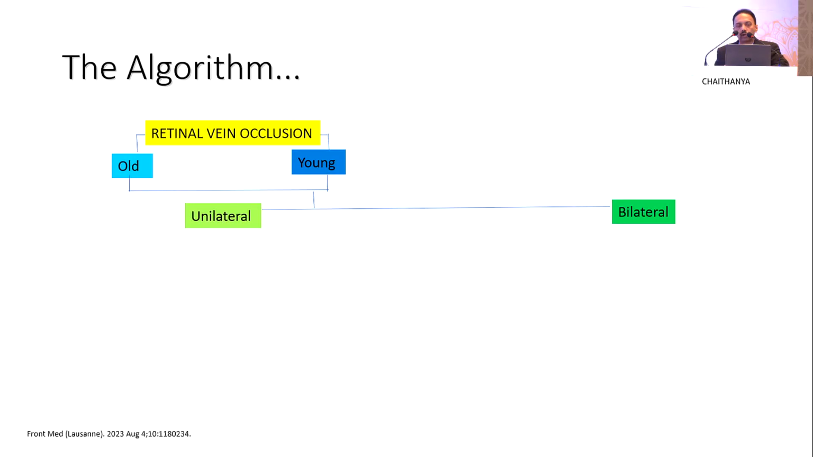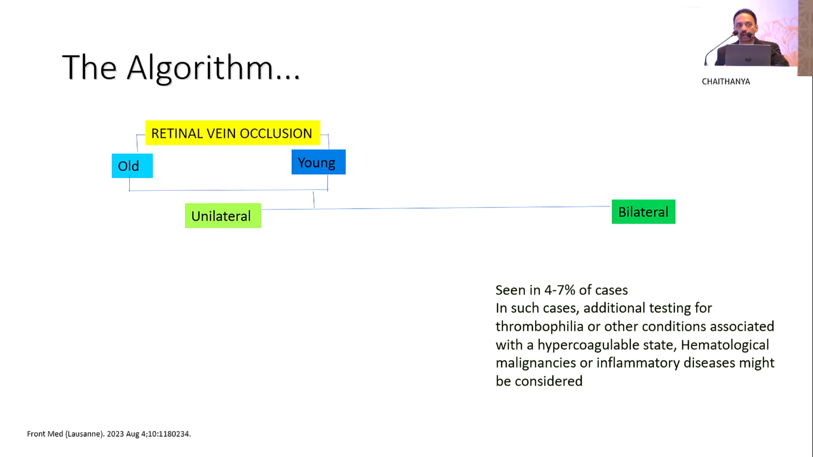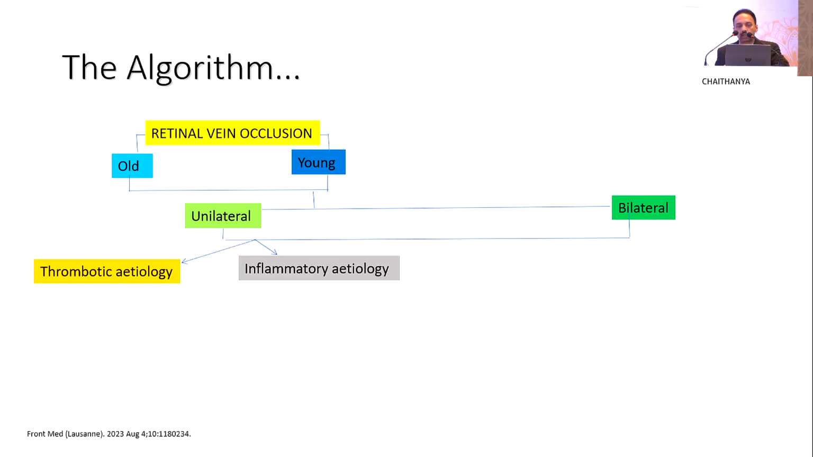So, and then we would like to see if the occlusion is basically unilateral or bilateral. Predominantly, retinal venous occlusions are unilateral diseases, but when you see it bilateral at presentation, which is seen in 4 to 7% of cases, it means that you require some additional testing because the etiologies may be slightly different. You're looking at hypercoagulable states, hematological malignancies, or even inflammatory diseases. So these have to be considered.